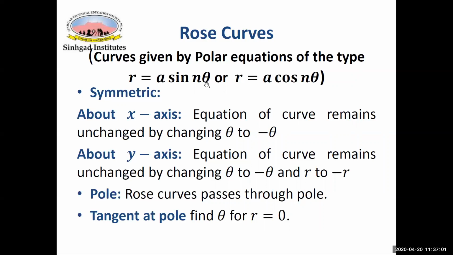Now sin n theta becomes 0 for some value of theta. Cos n theta also becomes 0 for some value of theta and hence it always passes through the pole. To find the tangent at the pole, substitute r equal to 0 and determine the values of theta. Now, the next points are a little bit different here.